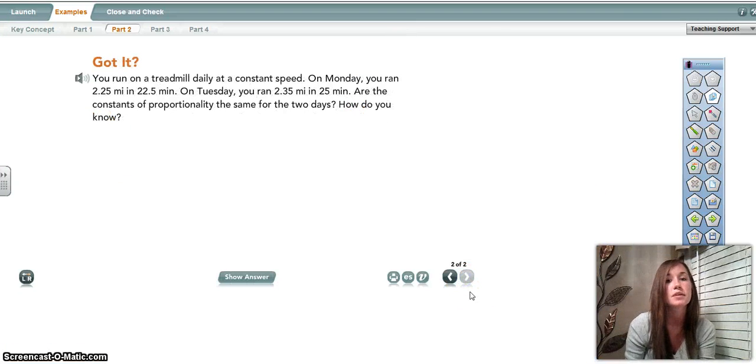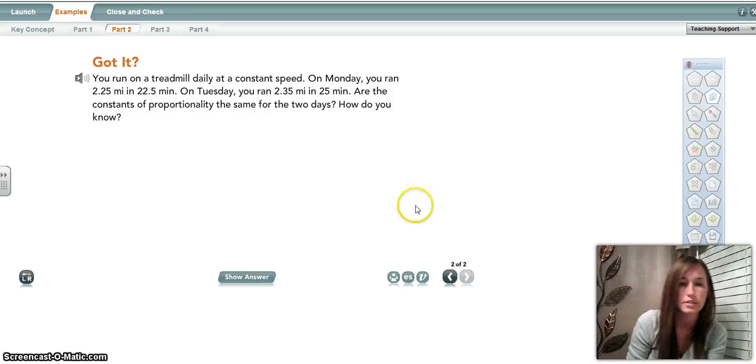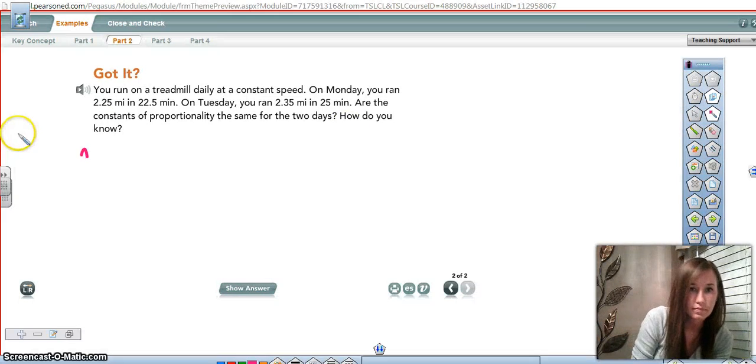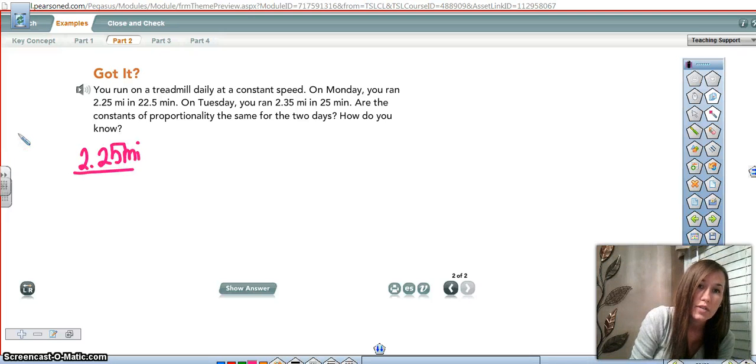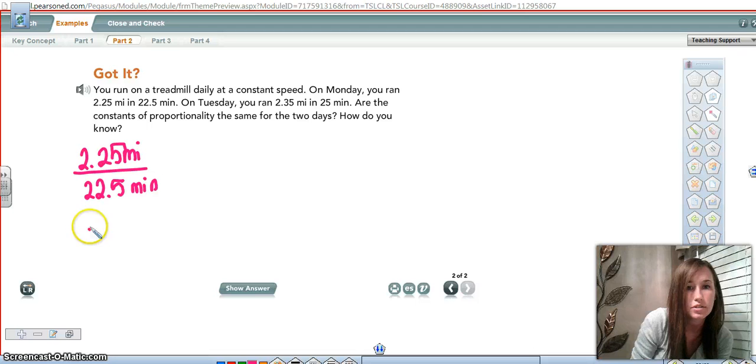You run on a treadmill daily at a constant speed. On Monday, you ran 2.25 miles in 22.5 minutes. On Tuesday, you ran 2.35 miles in 25 minutes. Are the constants of proportionality the same for the 2 days? DV over IV. Usually time is always independent, and so time is usually always in the denominator, just as a little tip.